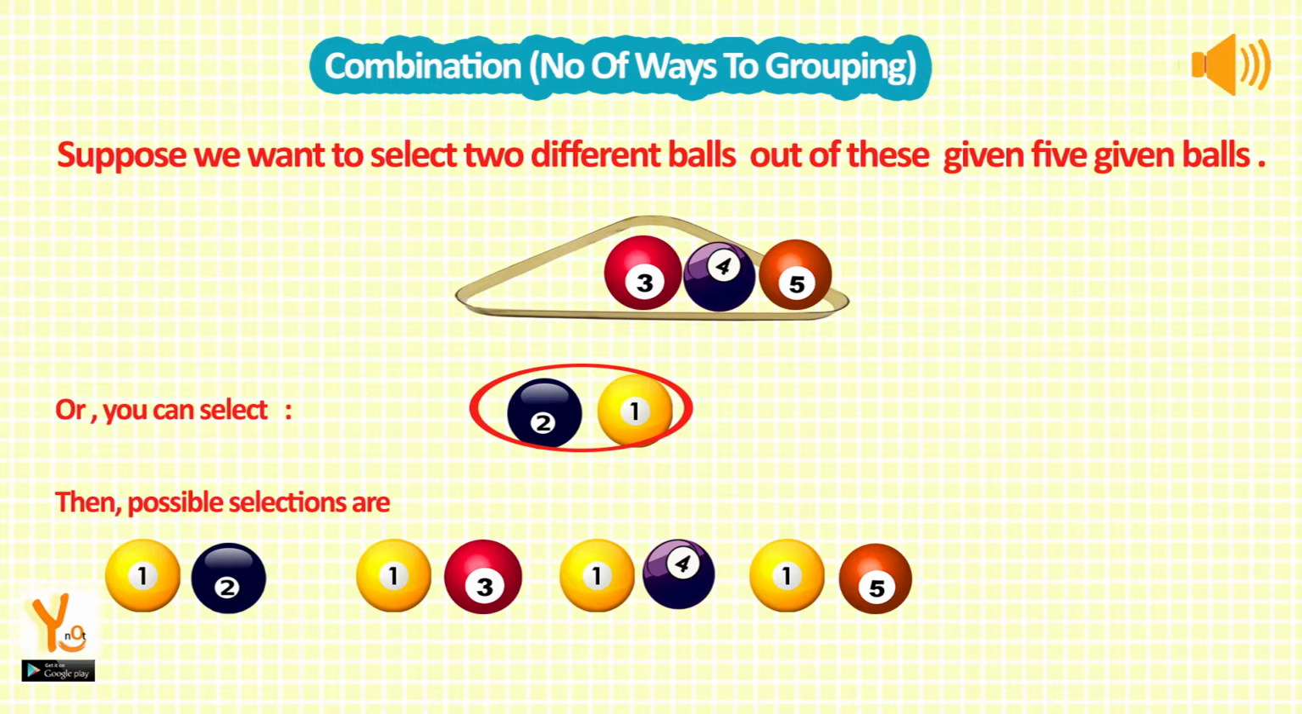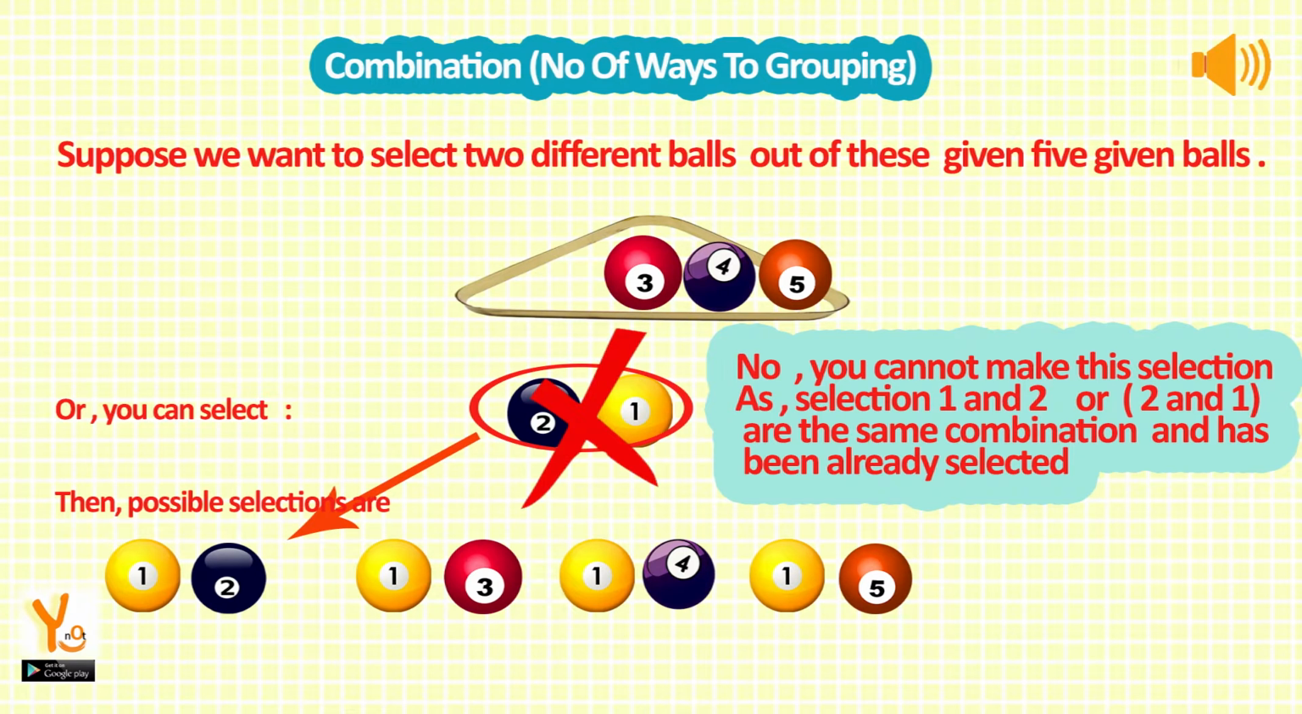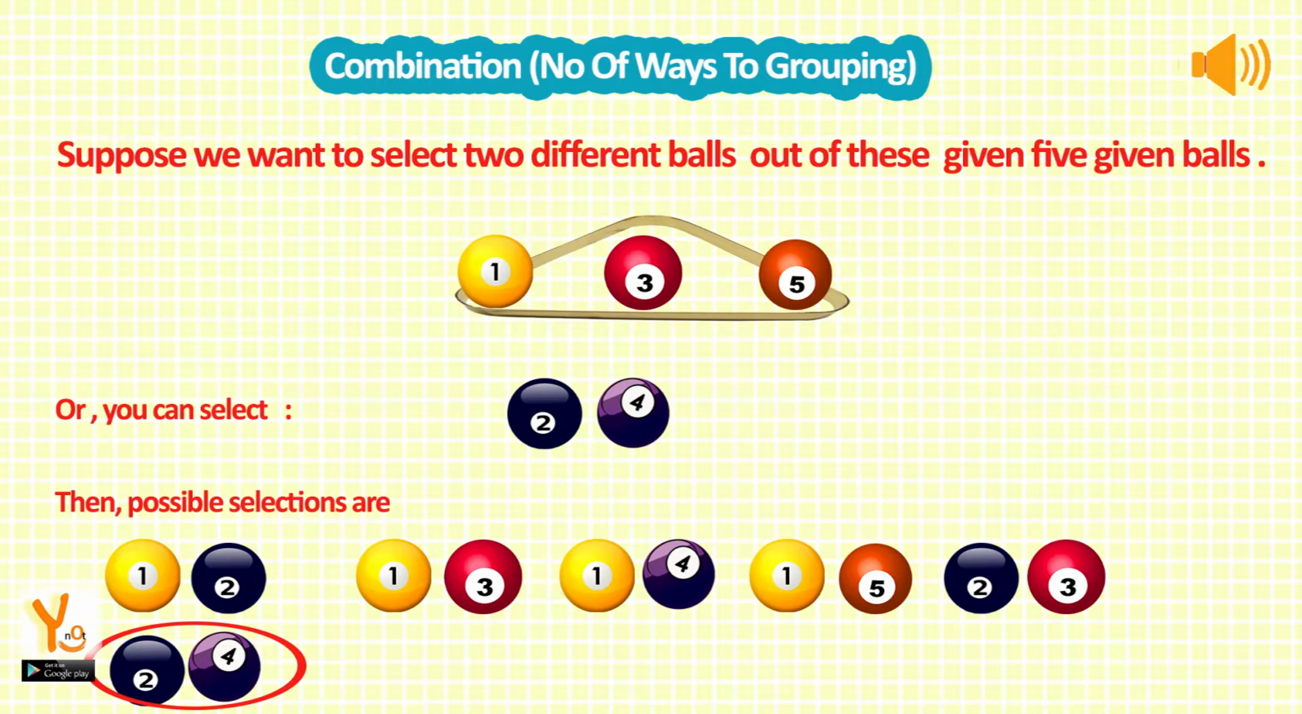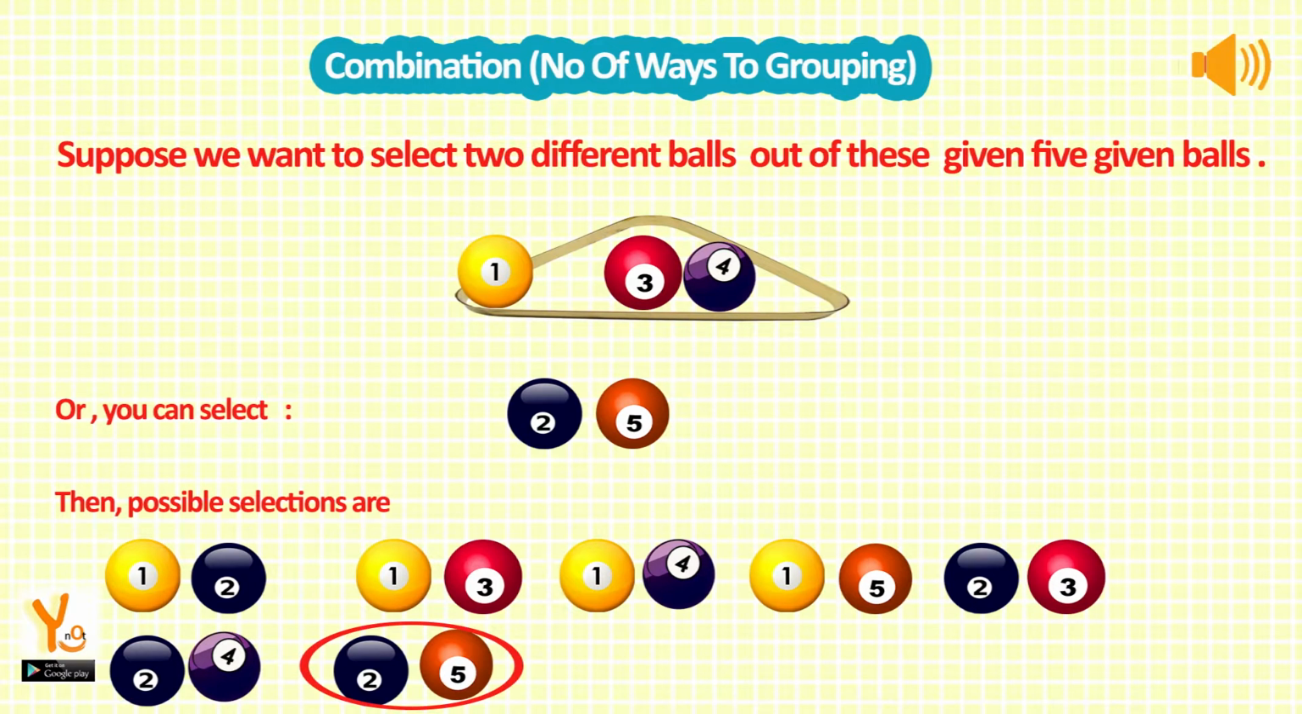or you can select 2 and 1. No, you cannot make this selection, as selection 1 and 2, or 2 and 1, are the same combination, and has been already selected. Or, you can select 2 and 3. Or, you can select 2 and 4. Or, you can select 2 and 5.